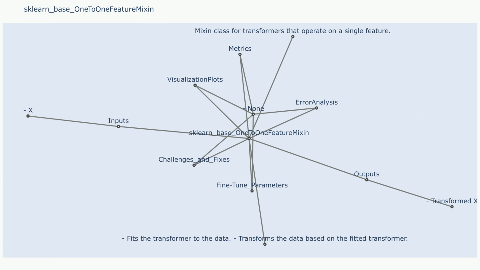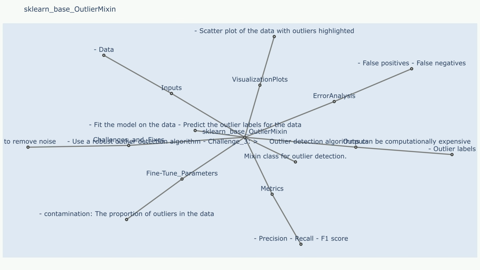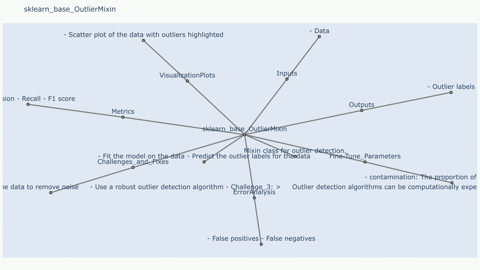sklearn, Base. Outlier mixin. Description. The outlier mixin is a base class in scikit-learn that defines a common interface for outlier detection methods. It provides a standard way to handle outlier detection, ensuring consistency across different outlier detection algorithms. By inheriting from outlier mixin, outlier detection models can be seamlessly integrated into scikit-learn's pipelines and workflows.